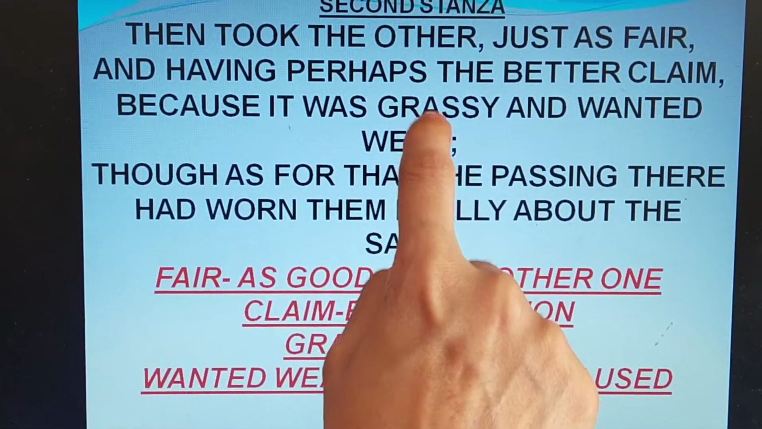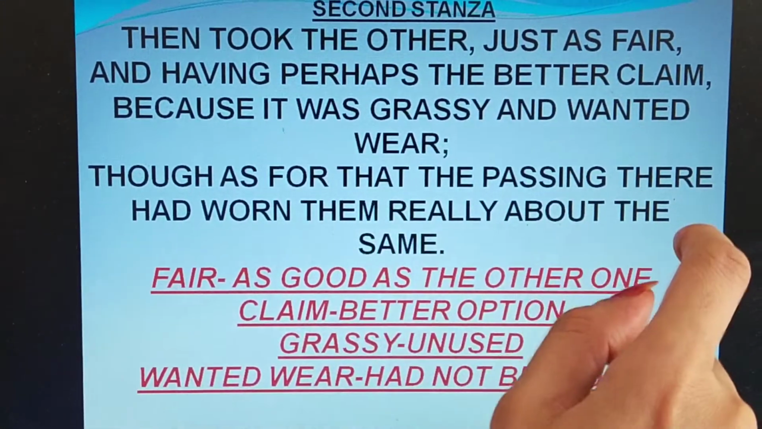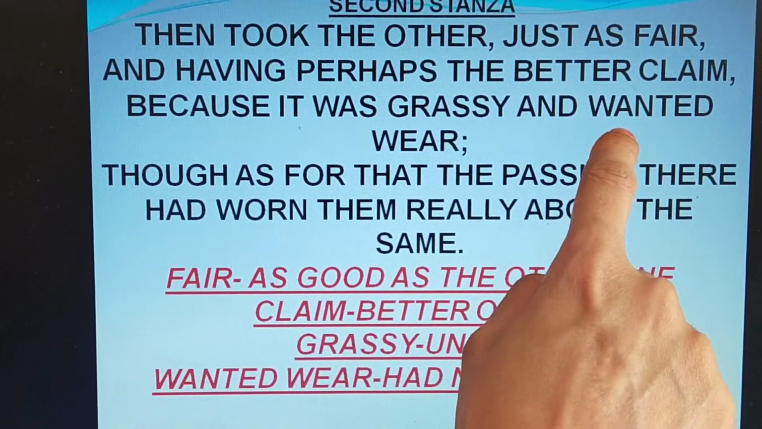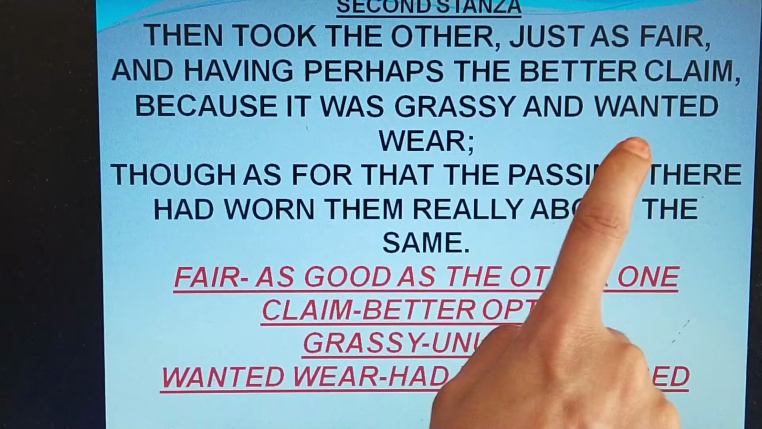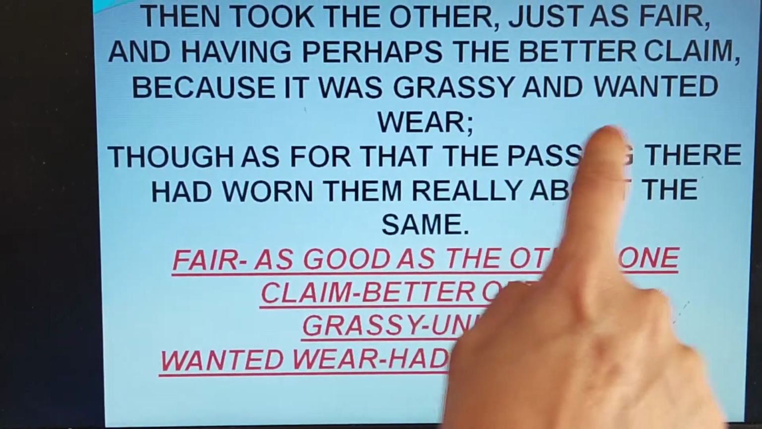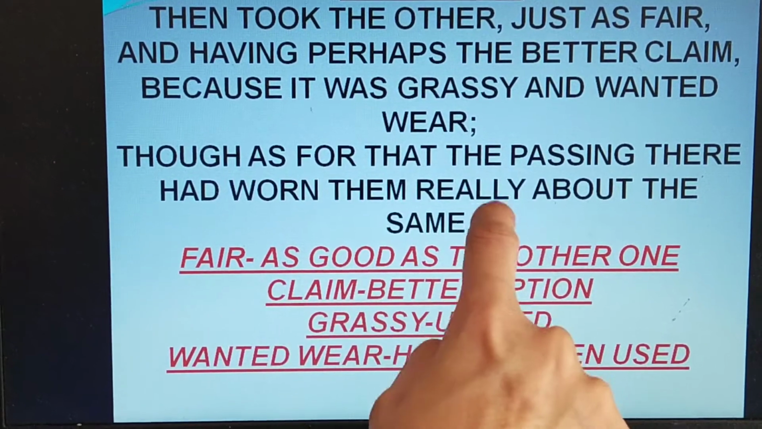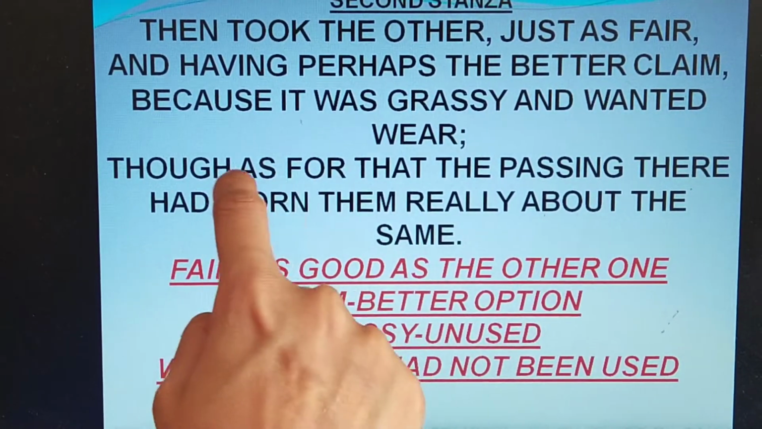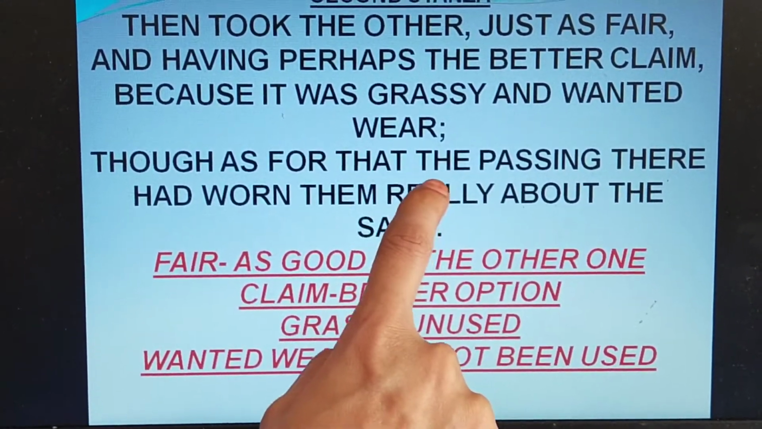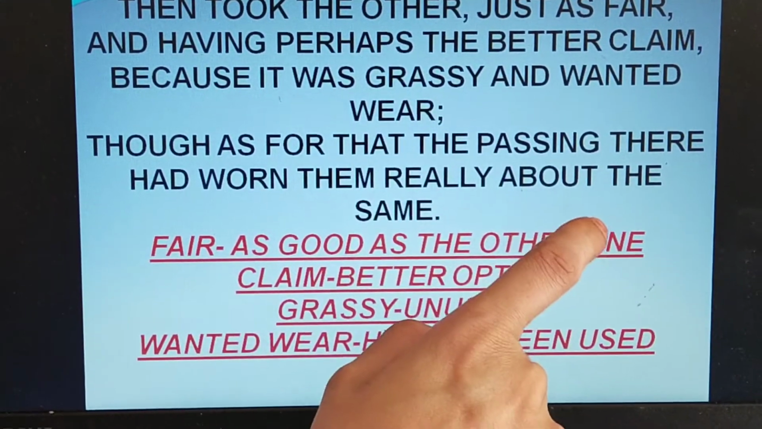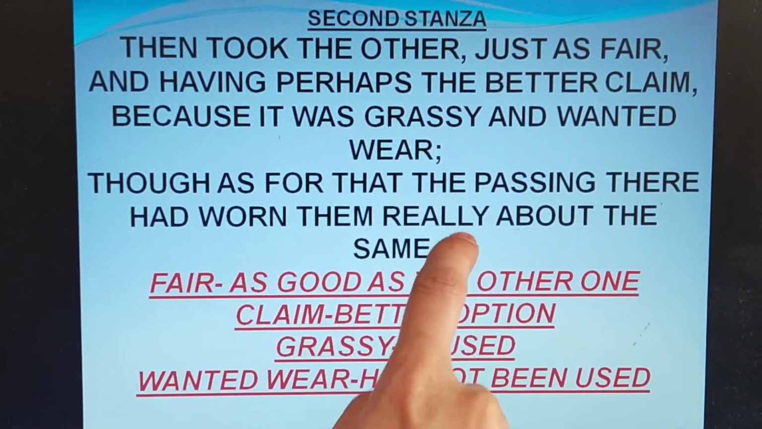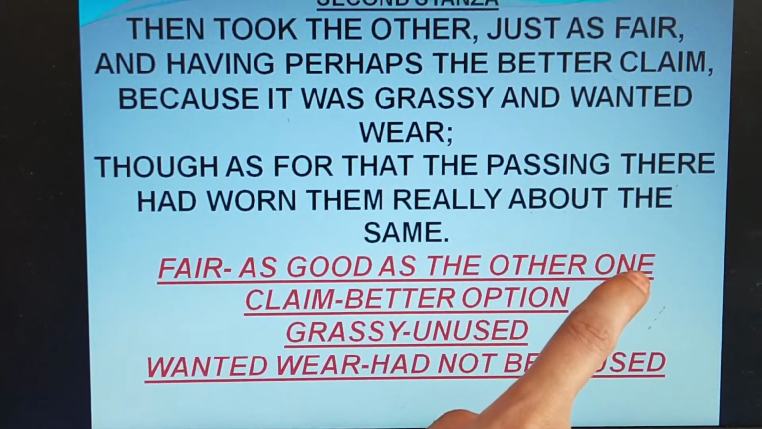Wanted wear? That means it wanted the travelers to walk on it, because till that time the poet thought that many of the travelers had not travelled on that road. That's why wanted wear. Though as for that, the passing there had worn them really about the same. Now when he started walking on that road, he came to know that this road is also the same as the first road. That means equal travelers have walked on both the roads.